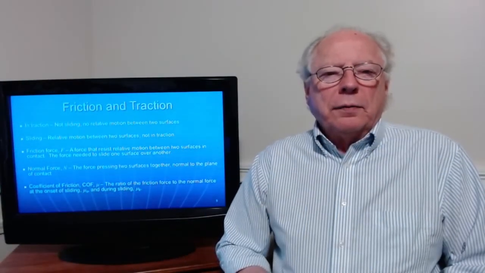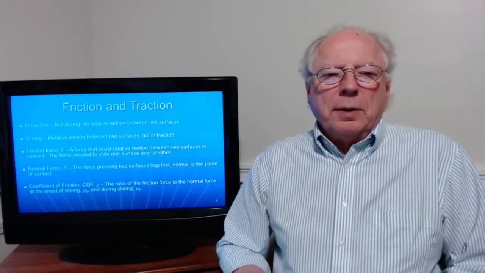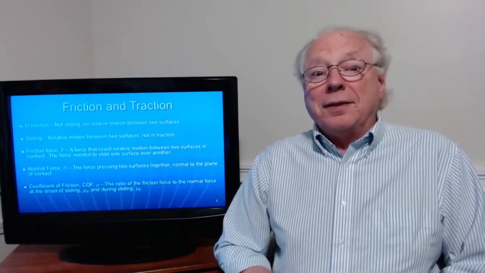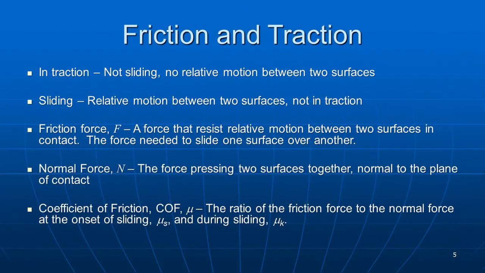Now we're going to move into friction and traction. A couple of definitions that may seem obvious, but first is traction. What does traction mean? Well, it means not sliding. There's no relative motion between the web and the roller surface. And then sliding, there is relative motion between the two. It's not in traction. So if the roller is going at one speed, the web may be going at a different speed.